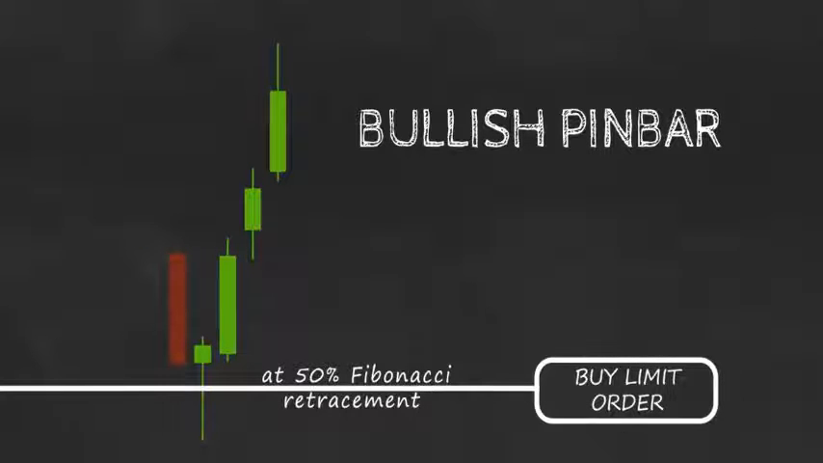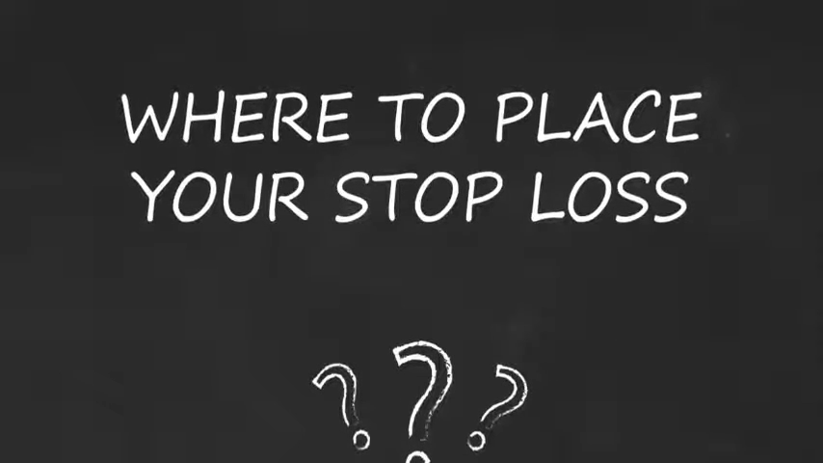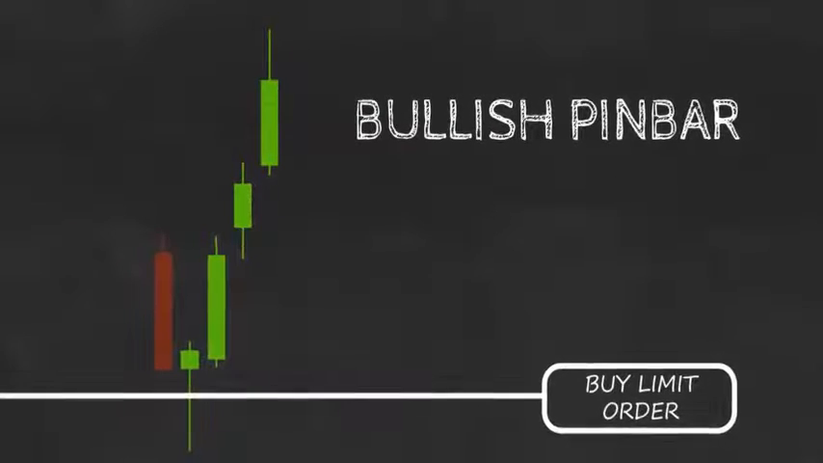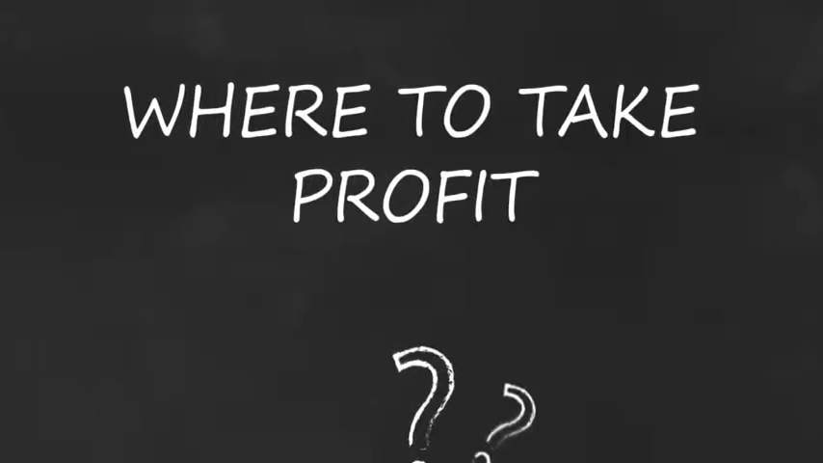Now that you have your entry in place, you need to decide where to place your stop loss. Basically, you should place your stop loss just above or below the pin bar tail. So for the bullish pin bar in our previous example, we would set a stop loss just below the pin bar tail. Where to take profit.